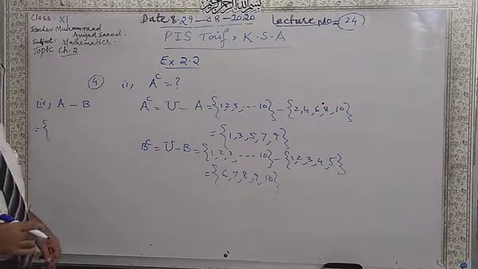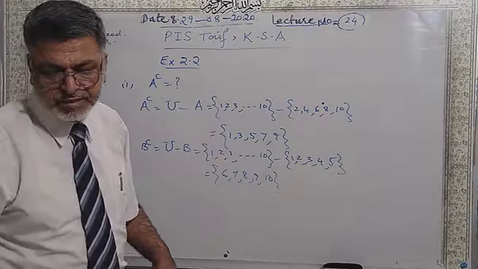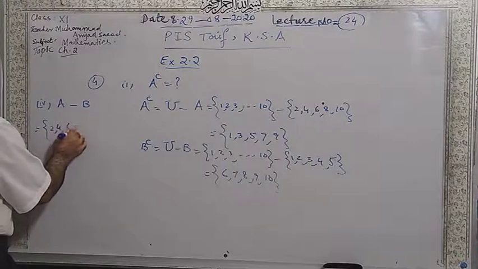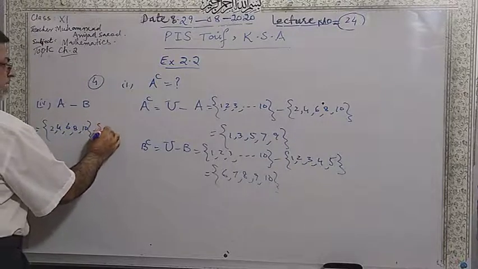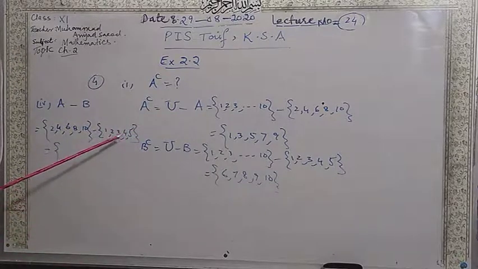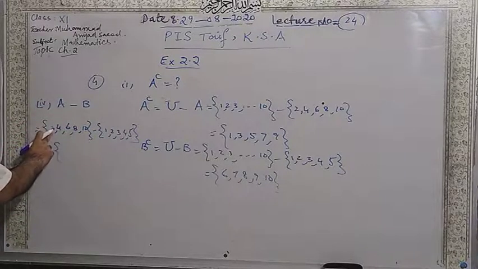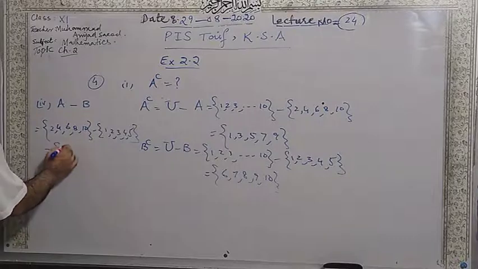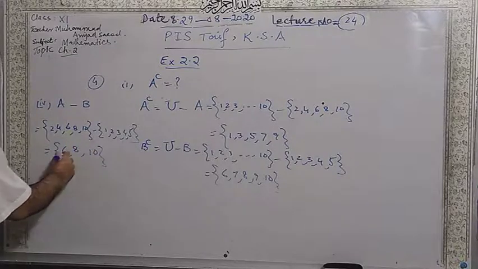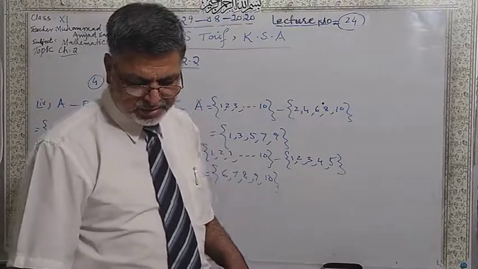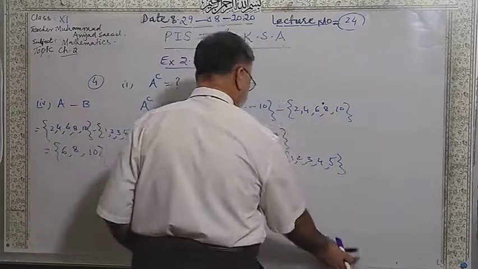What is A? 2, 4, 6, 8, 10. Minus B, which is 1, 2, 3, 4 and 5. You will subtract, leaving these members from here. What is left you will write down. Look at that. 2 is present here, cancel out. 4 is present here, cancel out. What is left in A? 6, 8 and 10. That is your A difference B. So in this way, I hope that you can do the other parts.